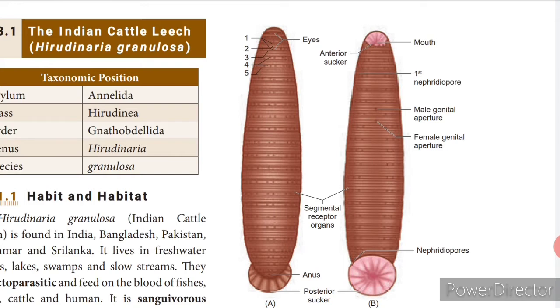Now we will see the habitat, the place in which they live. They live in freshwater lakes, ponds, etc. And these are called ectoparasites, in the sense they feed on the blood of fish, frogs, cattle, etc. And this is also called sanguivorous, in the sense blood sucking in nature.